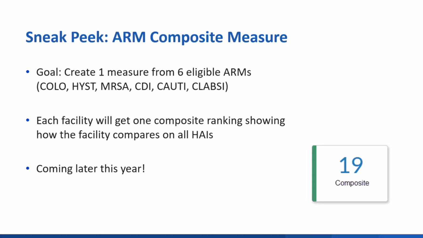So each facility would get 1 composite ranking. This is again going to be like the individual HAI type rankings, where it's a percentile, 1 to 100, with the lowest number being the best. But this is going to show how that facility compares to other facilities across all HAI types. So look forward to that, and I'm sure there will be an announcement when that's put in a future release.